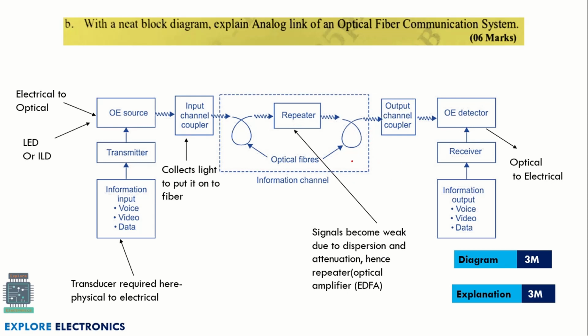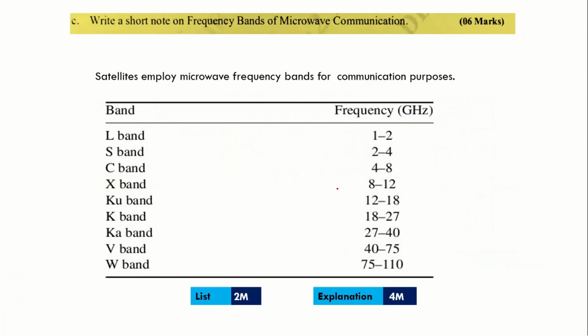Then with a neat block diagram explain analog link of optical fiber communication system. This is the block diagram of optical fiber communication system, where whatever information we have here physically will be converted into electrical, and then in between we are going to have electrical to optical converters. So then optical fiber comes into existence in between again to the receiver. So this is related to the communication system block diagram again. So the same kind of explanation for each and every block needs to be given with an example.